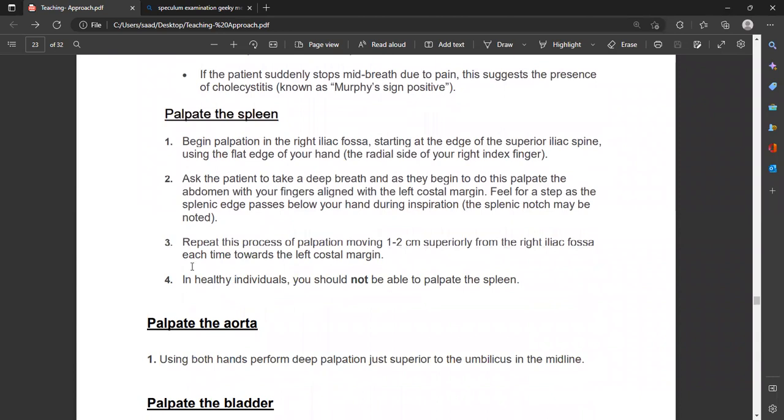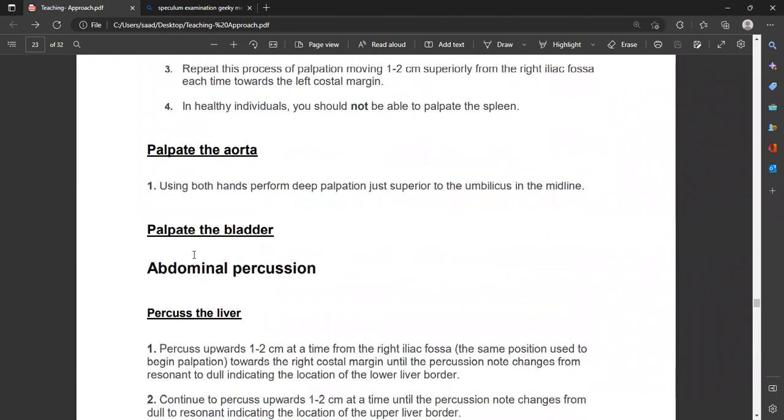Palpate the spleen, you can mention it and you can perform it as well. Then palpate the aorta, you can put your 2 hands like this and palpate the aorta in the abdomen.